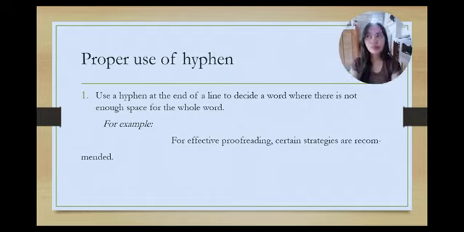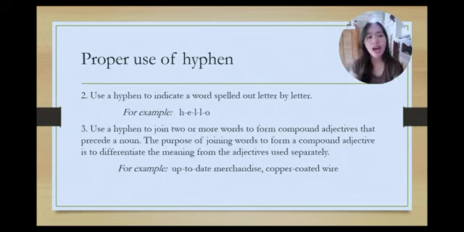So, take note when we type or write, and a word does not fit the spacing, then we will use a hyphen. And then second, use a hyphen to indicate a word spelled out letter by letter. So when you are writing a word and you will spell it out, then you will separate it by using hyphen. For example, H, then hyphen, then E, and so on and so forth.